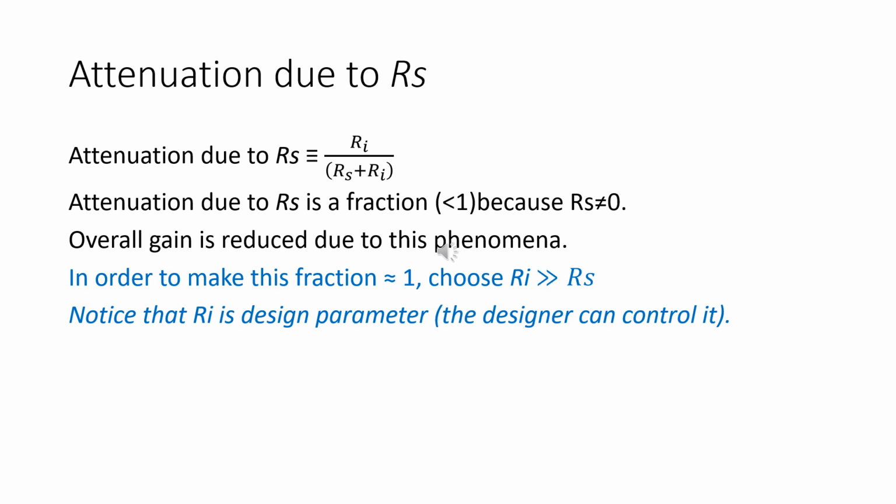First, attenuation due to RS is reproduced here. Attenuation due to RS is a fraction. Its value is less than 1 because RS is not equal to 0. But we still need our overall gain as high as possible. What can we do? RS is part of the source. We have no control. The only possible way is that a designer can choose Ri very much greater than Rs. In this case, this fraction will get close to unity.